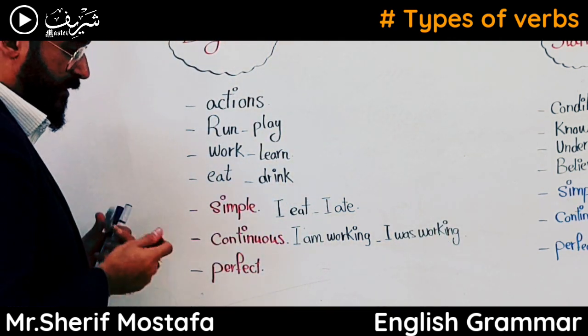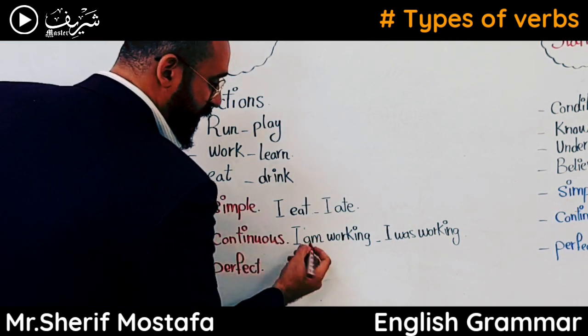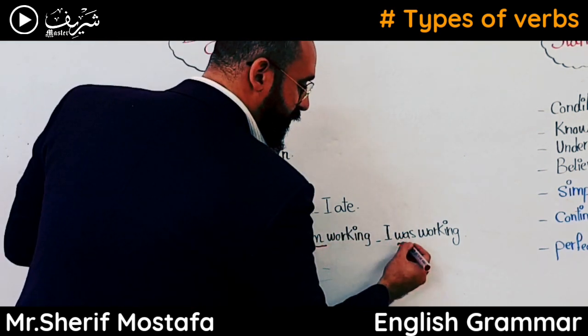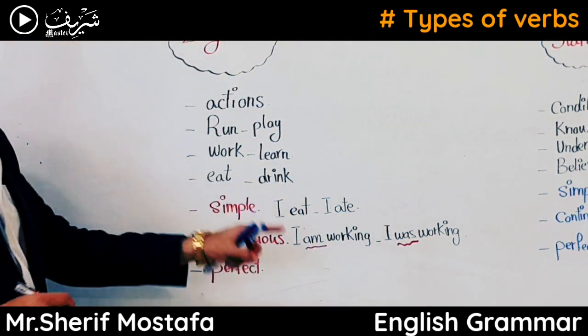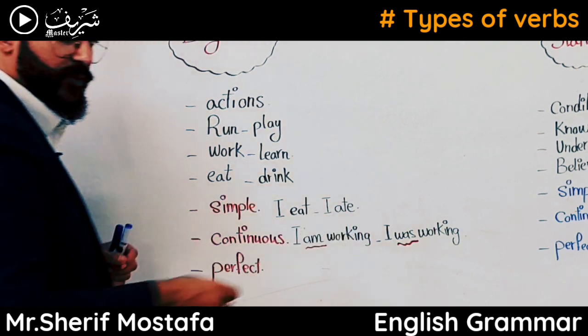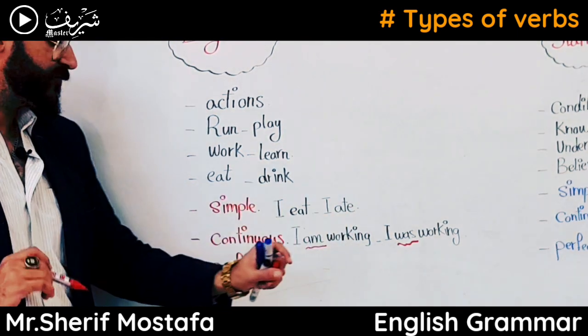If you noticed here, we used the be verb in the present form, which is am, and we used the be verb in the past form, which is was. So I say I am working or I was working. Both of them are in the continuous form.